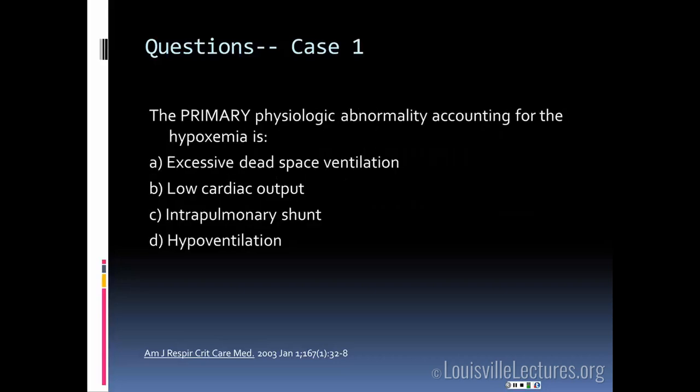The primary physiological abnormality accounting for the hypoxemia is A. Excessive dead space ventilation, B. Low cardiac output, C. Intrapulmonary shunt, and D. hypoventilation. And the answer here is intrapulmonary shunt.